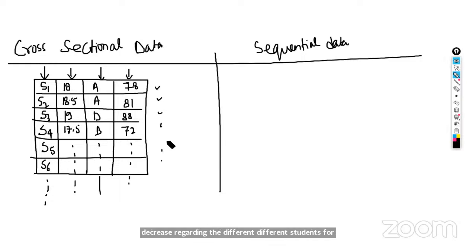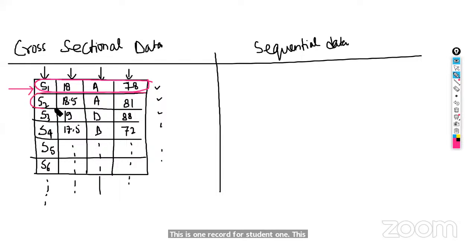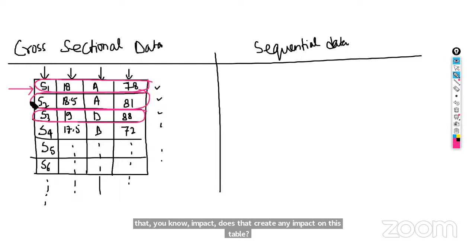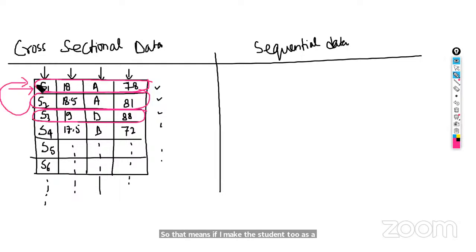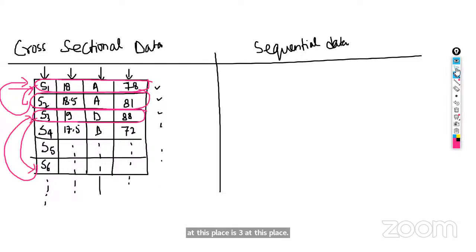Now, if I ask you one question: can we shuffle the records here? When I say records, I mean the first row is one record, for student one. This is the second record, for student two. The third record, for student three. If I ask you, can we shuffle the records, does that create any impact over this table? If I make student two the first record, student one the second record, student six at this place, student three at this place, does that make any impact over this table or analysis?